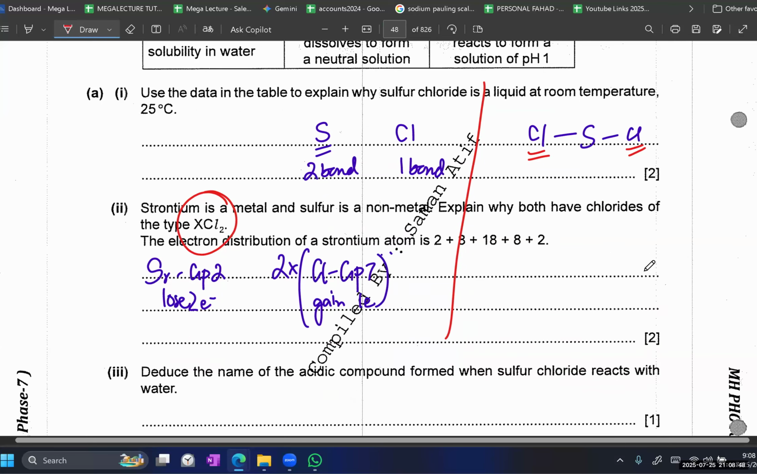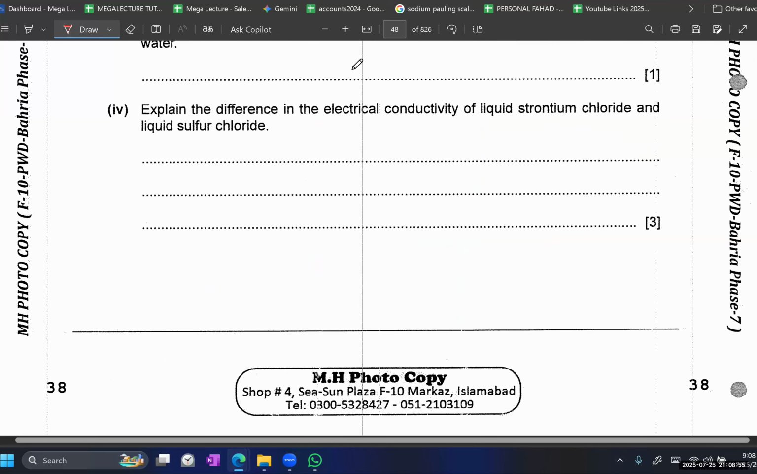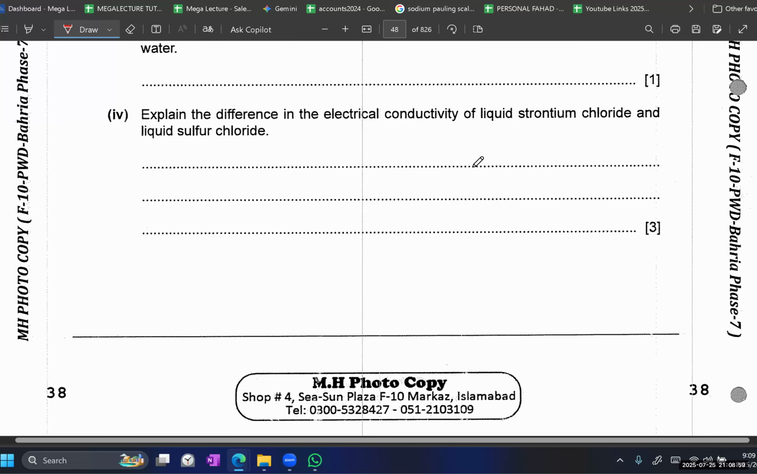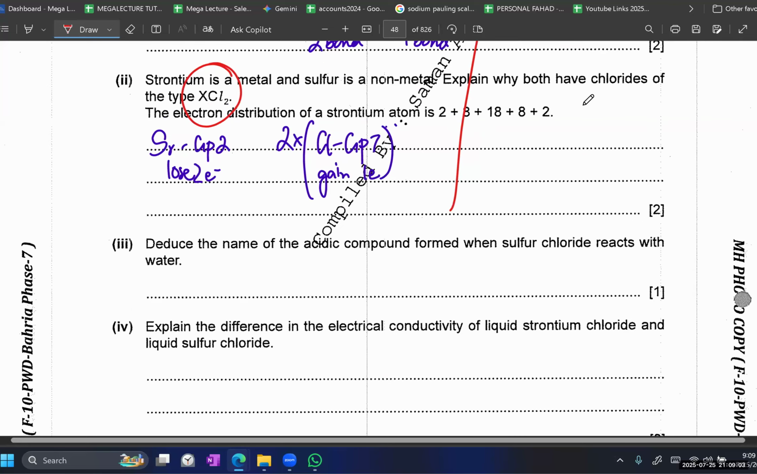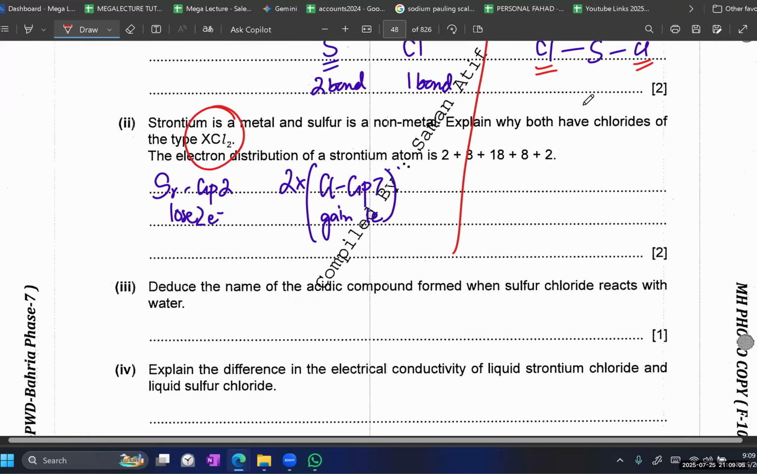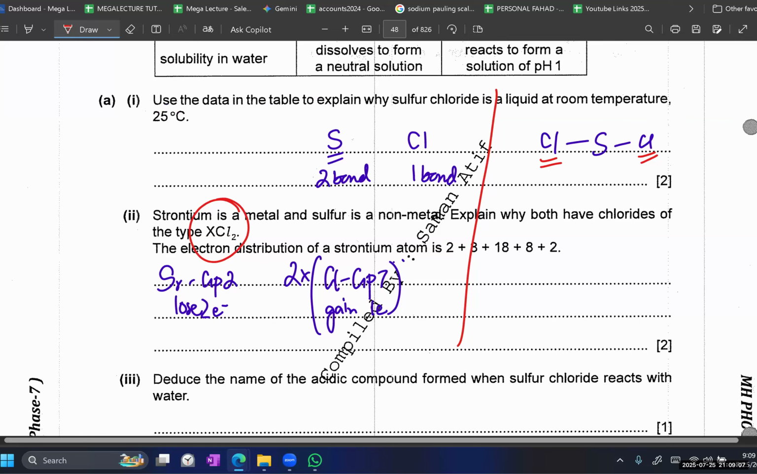Yes, sir. Okay, remember, I'm just skipping questions. Explain the difference in electrical conductivity of liquid strontium chloride and sulfur chloride. So one thing is, covalent molecules don't conduct because they don't have any free moving electrons. Covalent molecules, they never conduct electricity. Is that clear?